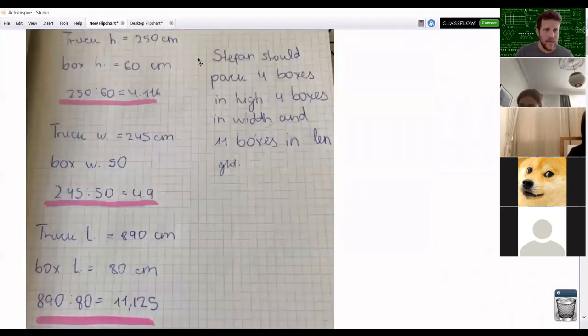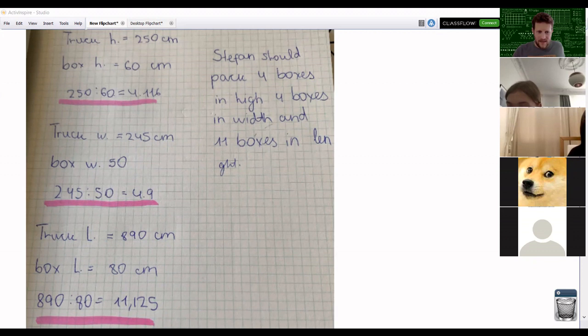Here's another student. I really like this argument. I see they're saying the truck height is 250. They've chosen the box height is 60. And so they divided those things and they found 4.116 and they rounded down to 4, which is great. Even when they found 4.9 for another dimension, they rounded down to 4. I totally get that connection. They're rounding down always because you just can't fit another box. So it doesn't matter how much space is left. It just matters the fact that there is space left tells us that we're wasting space.